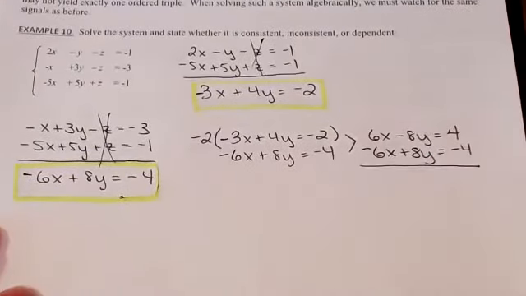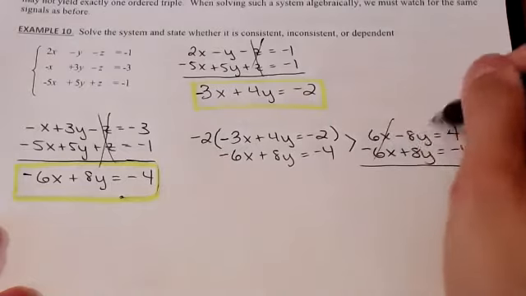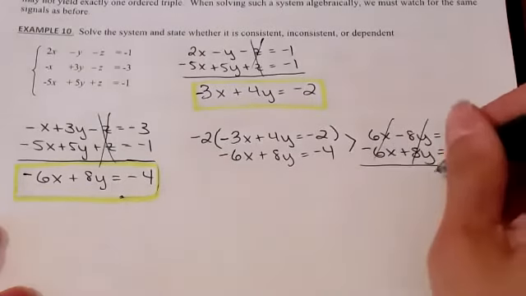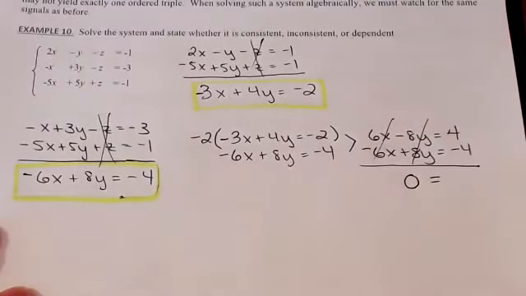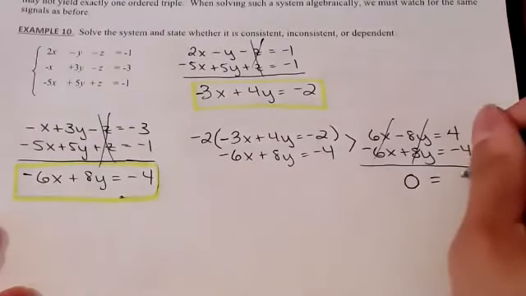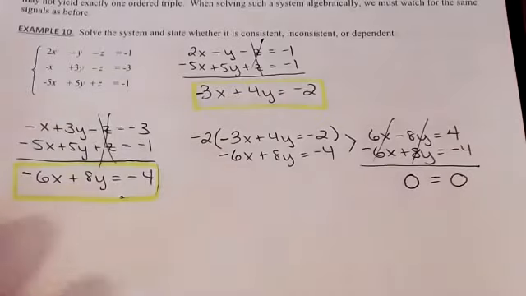We can cancel x and y. Yes, you can cancel both x and y. So that leaves us with 0. Notice 4 minus 4, that also leaves us with 0. What would your answer be in this case?